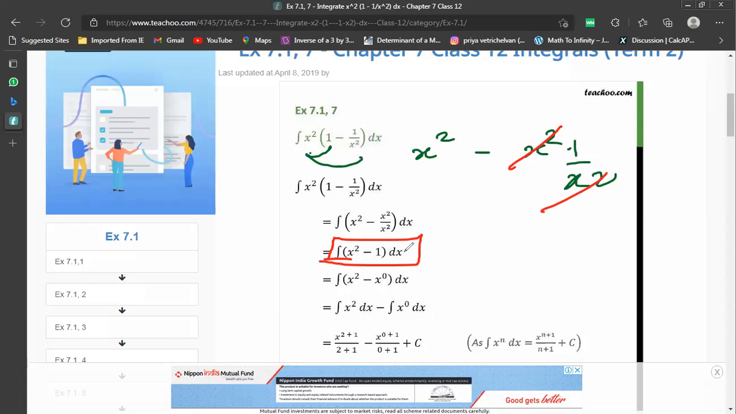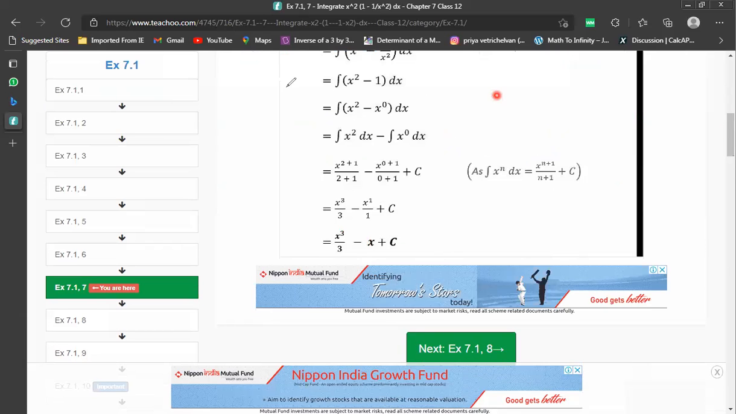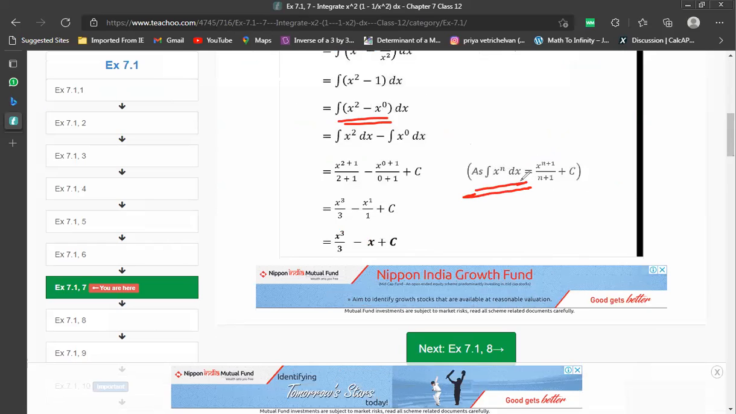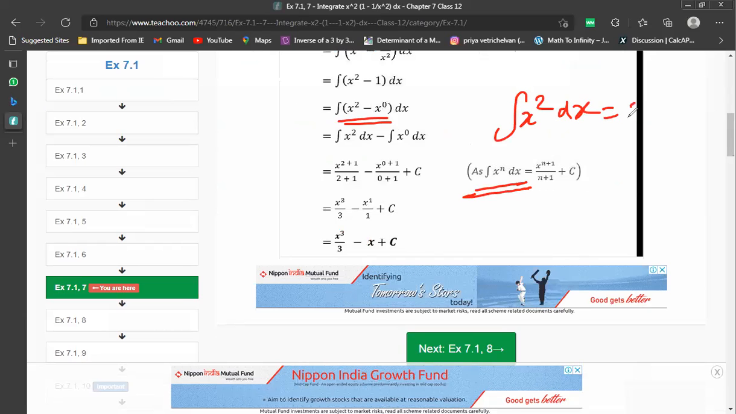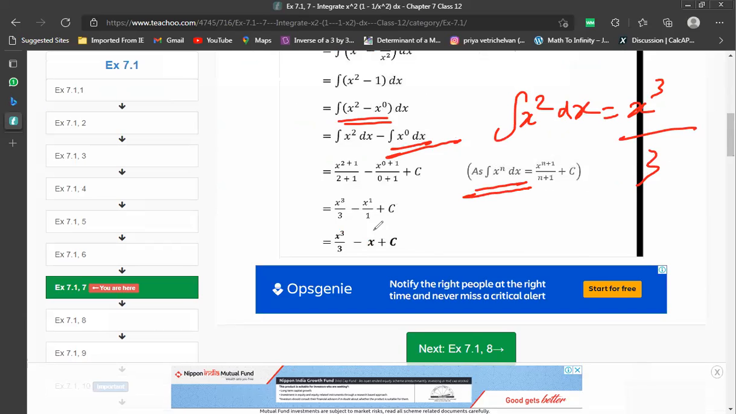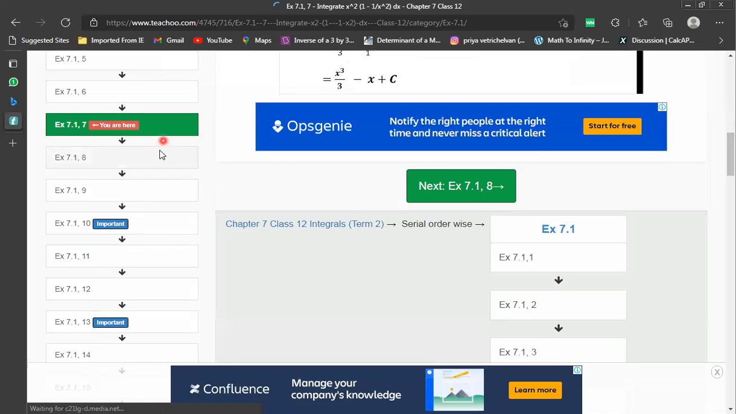When you integrate this, you have to rewrite this 1 as x power 0, since we are integrating in terms of x. Anything power 0 is 1 only. So again, this resembles x power n dx, which is x power n plus 1 upon n plus 1. So x power 2 dx can be integrated as x power 3 upon 3, and when you integrate x power 0, you'll get the result as x. At last, you have to include plus c. Okay, we'll move to the next question.